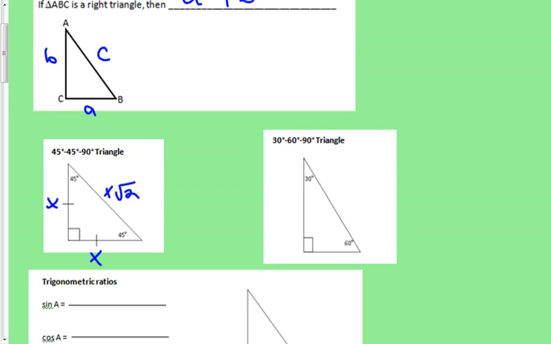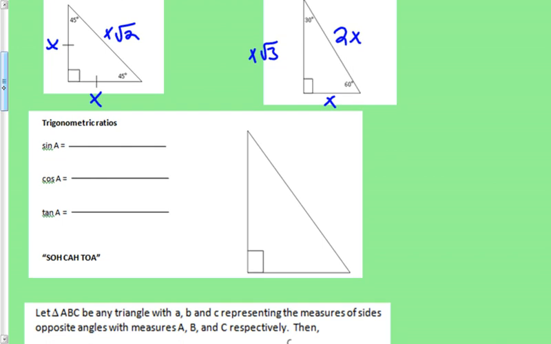With 30, 60, 90 triangles, there's another unique pattern if you know any of the parts of the triangle. If you have one leg, we'll call the smallest one x. The hypotenuse is 2 times that, always in a 30, 60, 90 triangle. And then the longer leg is the square root of 3 times x. All right, so we can use those special right triangles when we're dealing with trigonometry.